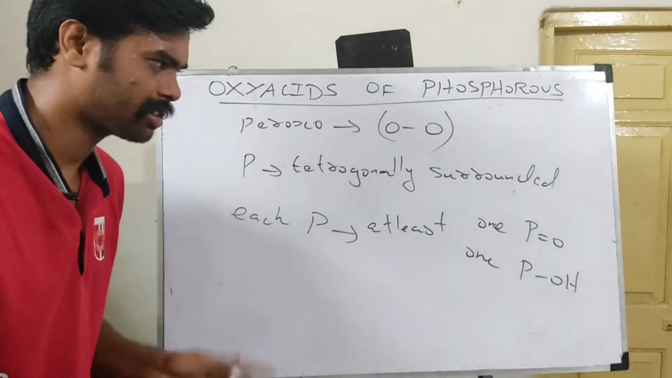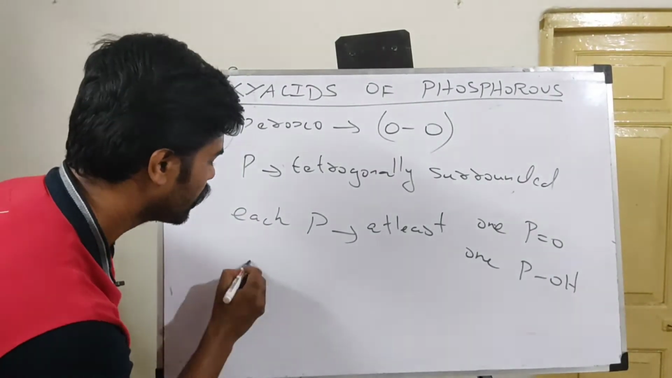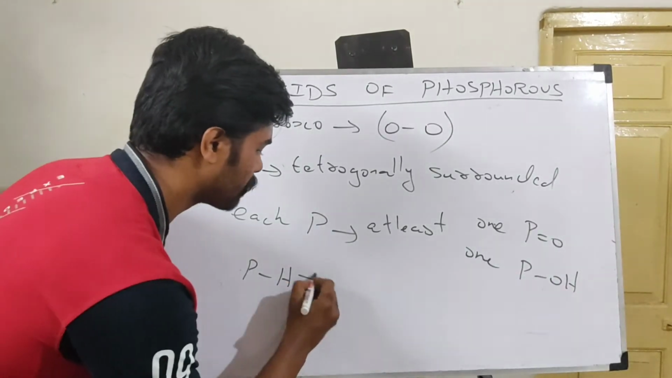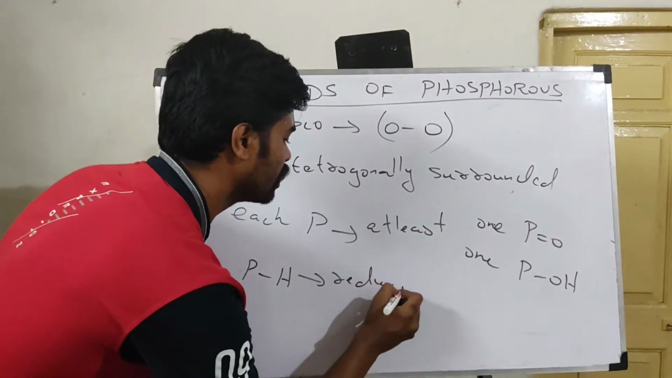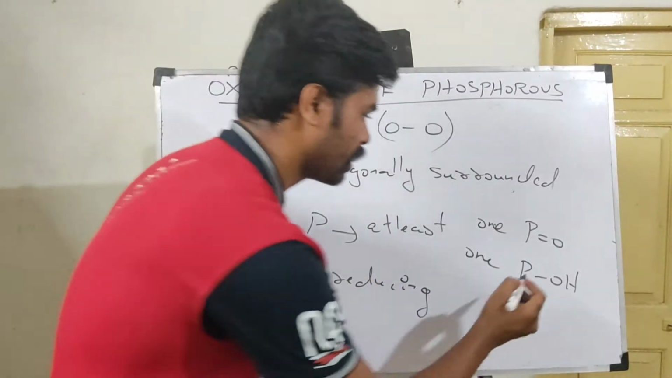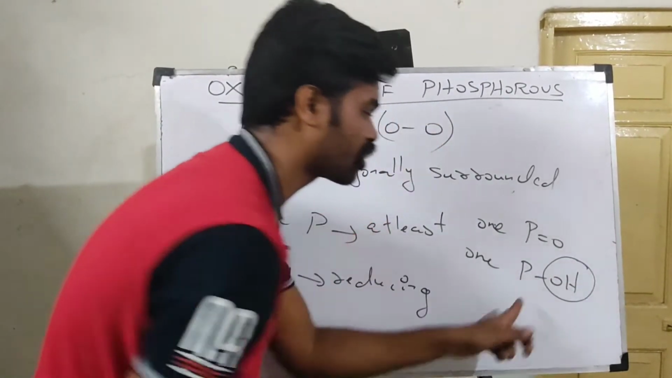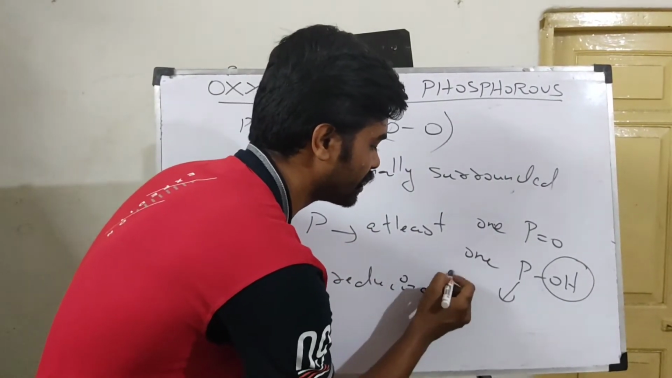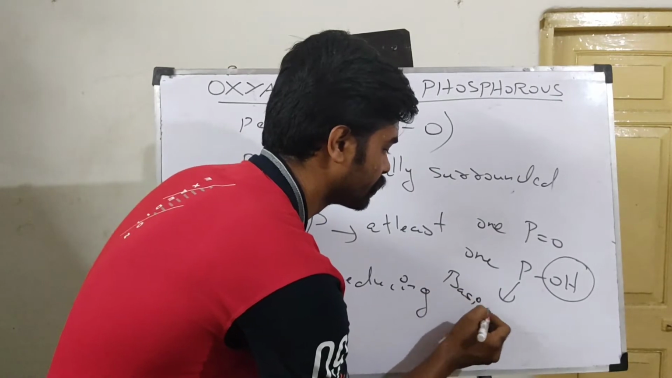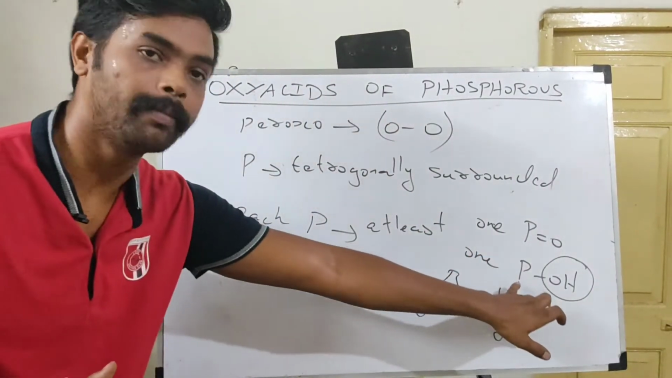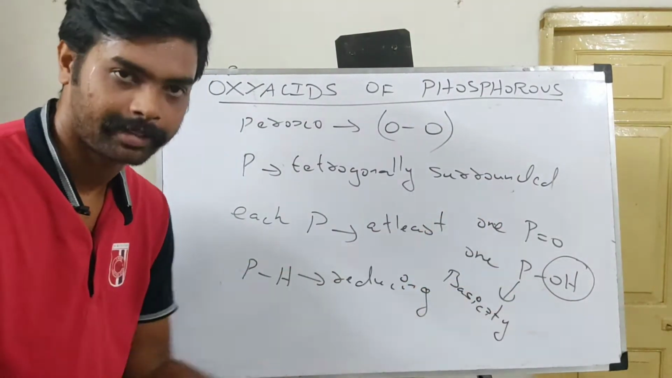double bond O and at least one P-OH bond, right? And a little bit extra, I can tell that whenever you see there is a P-H bond present in the oxy acid, that means that it is reducing in nature, right? And last point, the number of P-OH bonds I have, that much is the basicity. Basically the number of H+ ions from which the acid I can get, right?